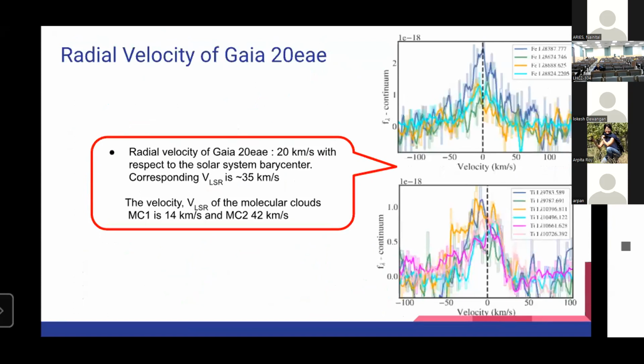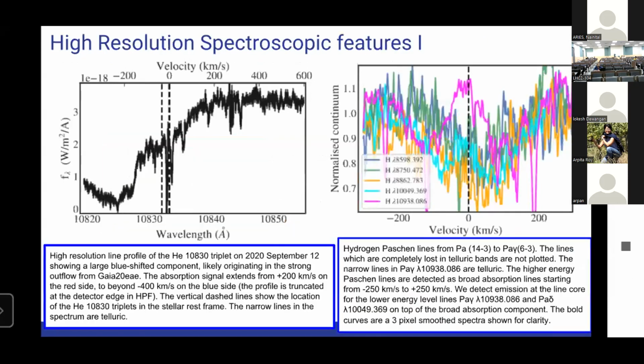Next, we also calculated the radial velocity of Gaia using these chromospheric lines of Fe and Ti. The radial velocity comes out to be around 35 km per second, which is similar to the molecular cloud velocity of MC2, around 42 kilometers per second. From this, we can say that this source is associated with the MC2 molecular cloud.